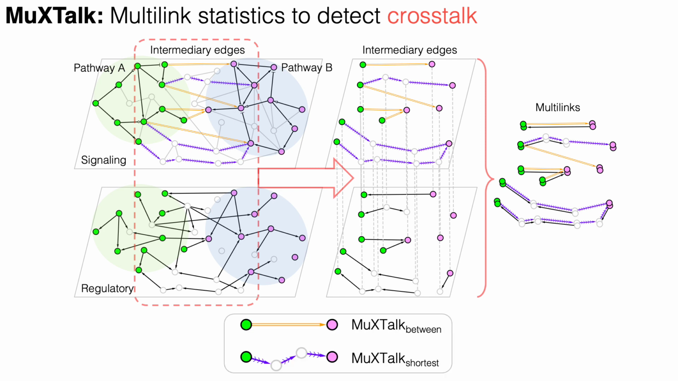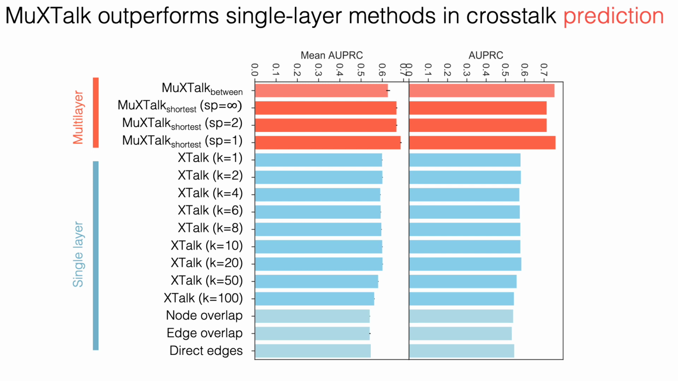We devised two complementary versions of MuXTalk, one that relies on direct edges between pathways and one that relies on longer range interactions, or shortest paths. To assess the prediction performance of MuXTalk, we designed a benchmark that utilizes the gold standard crosstalking pathway pairs from a literature-curated crosstalk database. Both versions of MuXTalk surpassed 4 other network-based approaches in both the stochastic and the deterministic version of the benchmark.